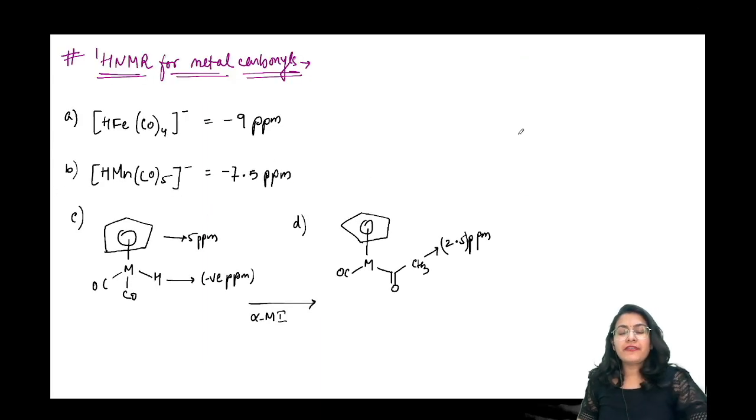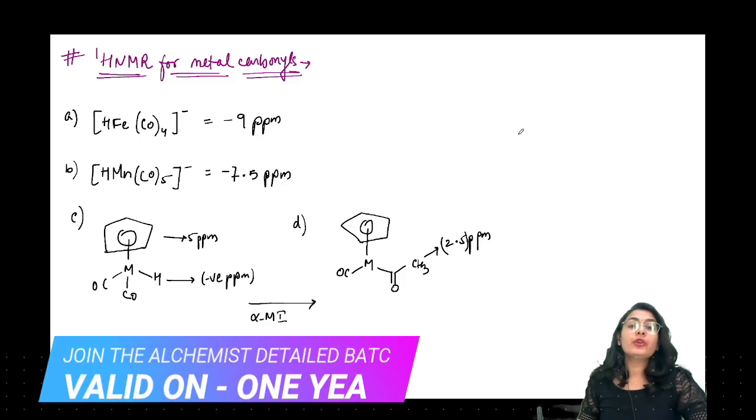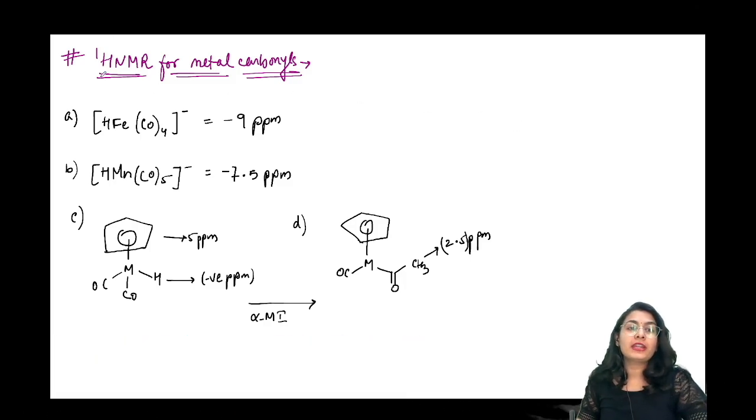So guys, we have understood about the carbonyl stretching bands, the number of peaks for different metal carbonyl systems of different geometries. Now we are going to move onwards and discuss some interesting examples of the proton NMR spectra for the metal carbonyls. Right, so there have been a lot of questions in the previous years. First we complete the theory and then we are going to discuss those questions.